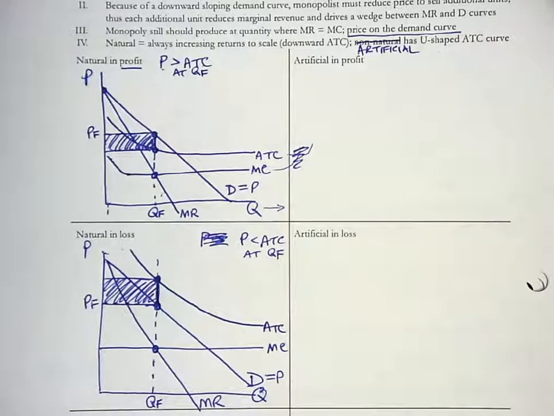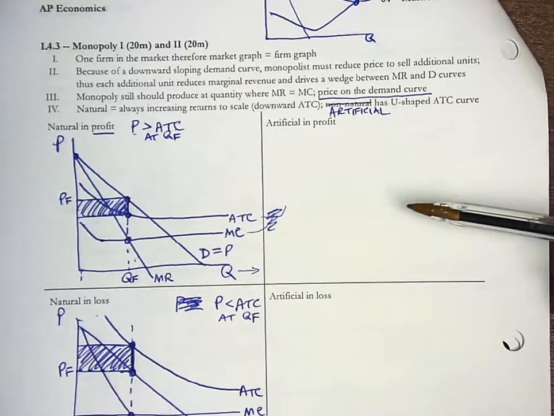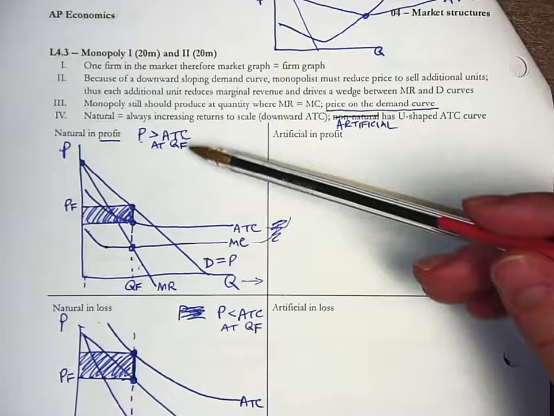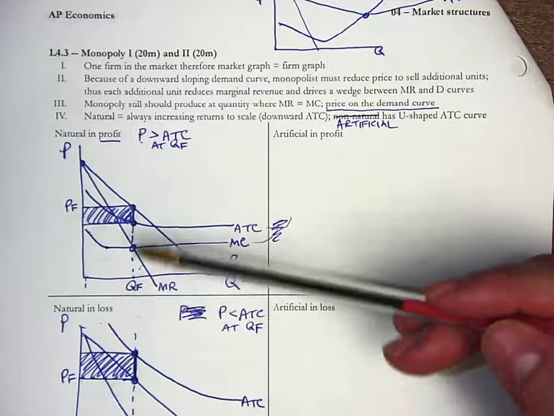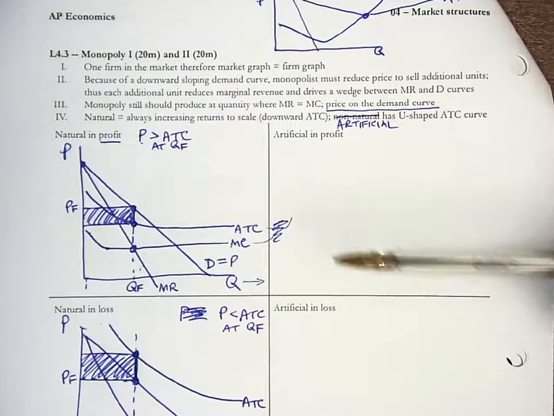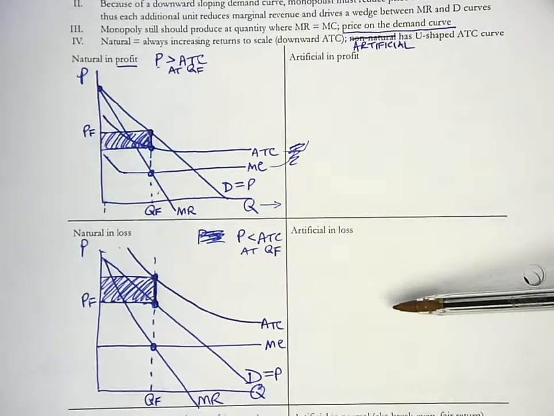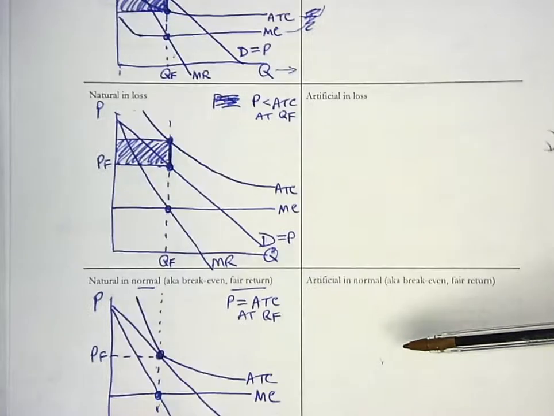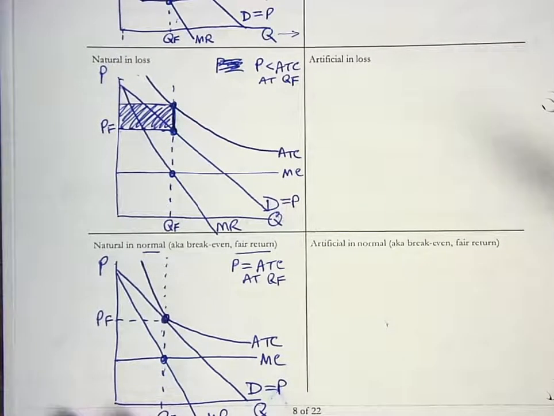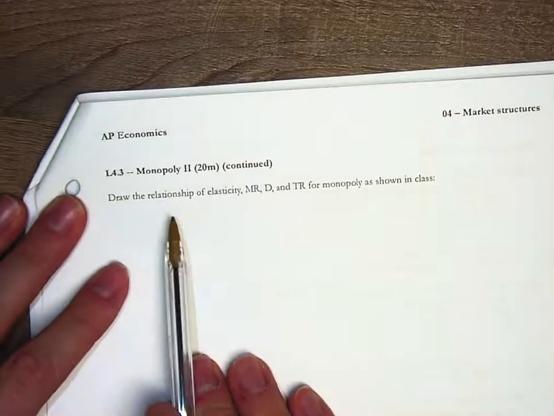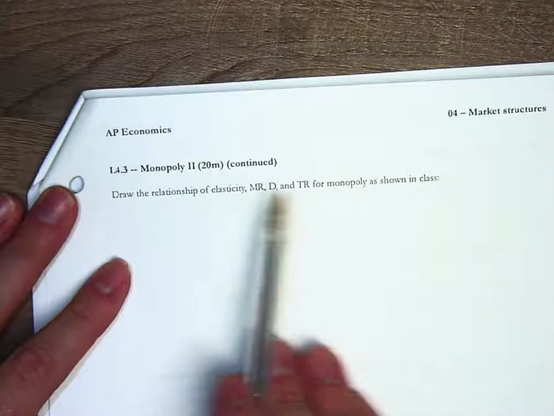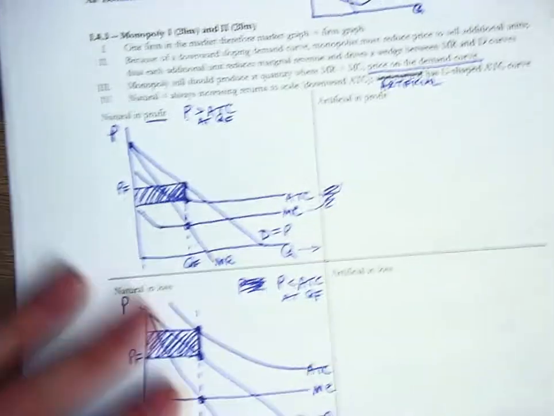In this video we're going to take a look at artificial monopolies in profit, and look at how those might differ from the natural monopolies in profit. Then we're going to do artificial monopolies in a loss, artificial monopolies in break-even or fair return profit, and then we're going to take a look at the relationship of elasticity, marginal revenue, demand, and total revenue for a monopoly, and we're going to do that in the same space that we took some notes last time.